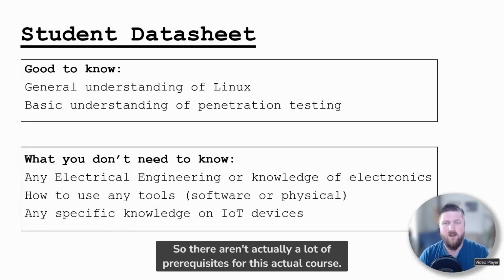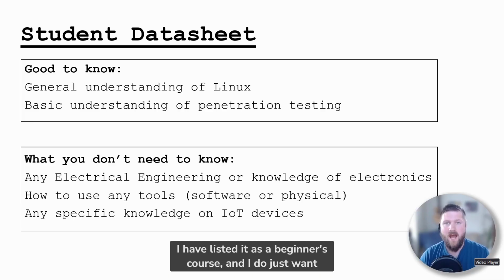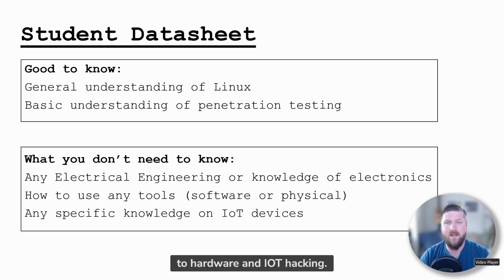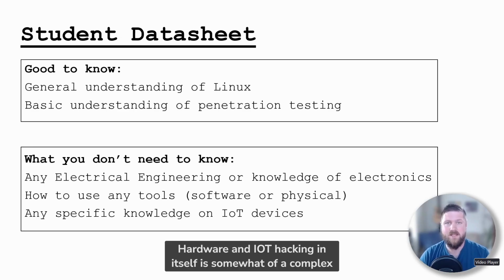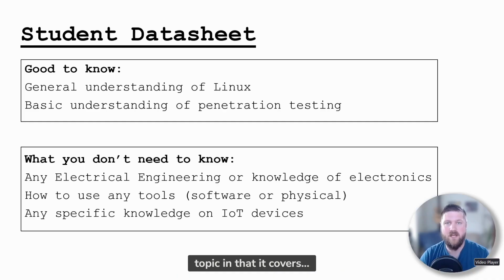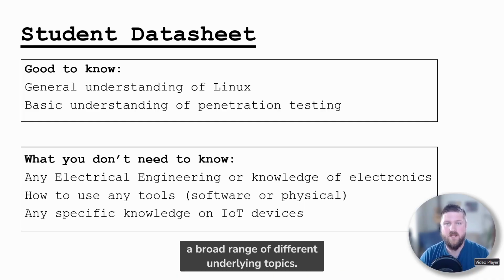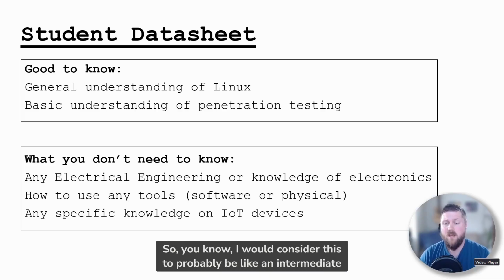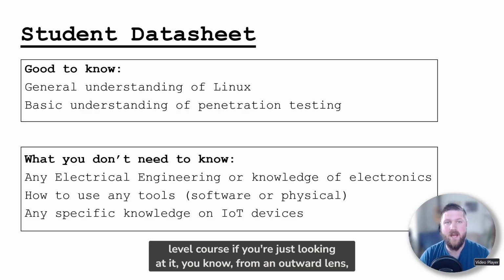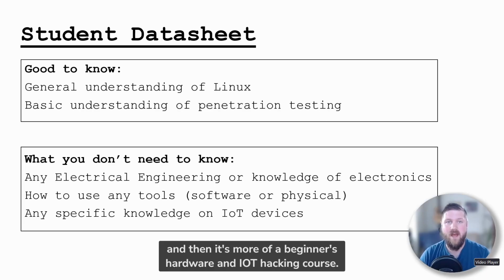So there aren't actually a lot of prerequisites for this actual course. I have listed it as a beginner's course, and I do just want to quickly chat about that. What I mean by beginners is that this is a beginner's course to hardware and IoT hacking. Hardware and IoT hacking in itself is somewhat of a complex topic in that it covers a broad range of different underlying topics. So, I would consider this to probably be like an intermediate level course if you're just looking at it from an outward lens. And then it's more of a beginner's hardware and IoT hacking course.